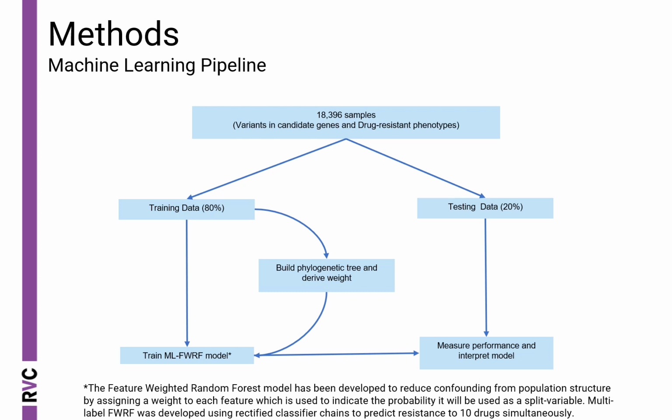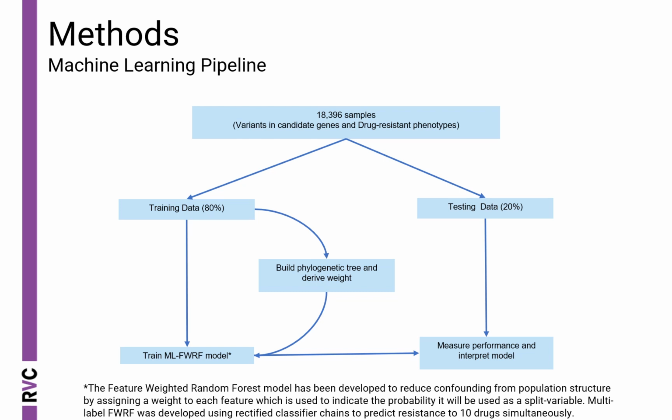We began with 18,396 Mycobacterium tuberculosis samples. In terms of features, we used variants and candidate genes in line with genes in the TB Profiler database, which has undergone expert curation for drug resistance mutations. Our outcome was drug-resistant phenotypes across 10 drugs. We split our data into training data, so 80% was used to train the model, and from there we built a phylogenetic tree and derived a weight, and this was to train our feature-weighted random forest model.